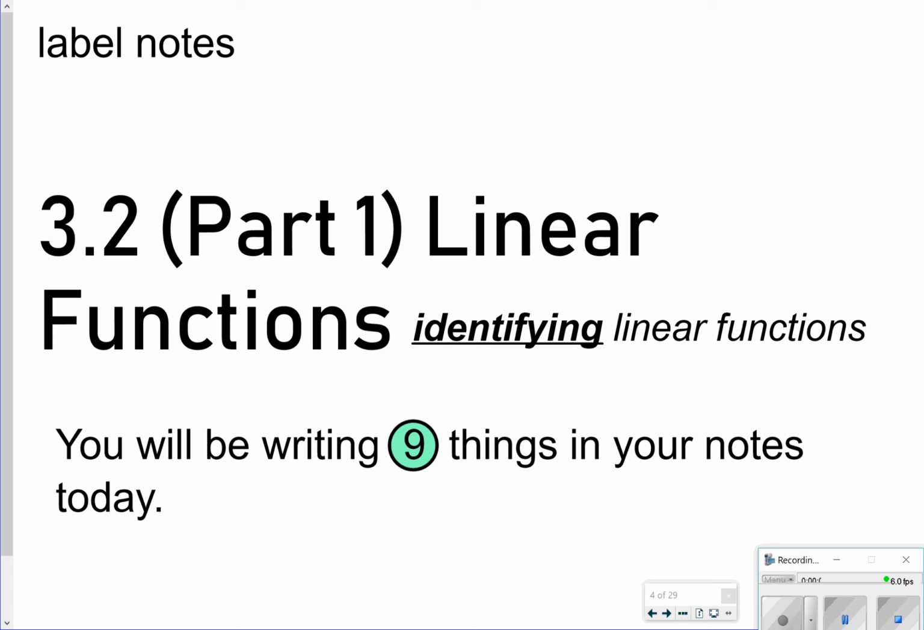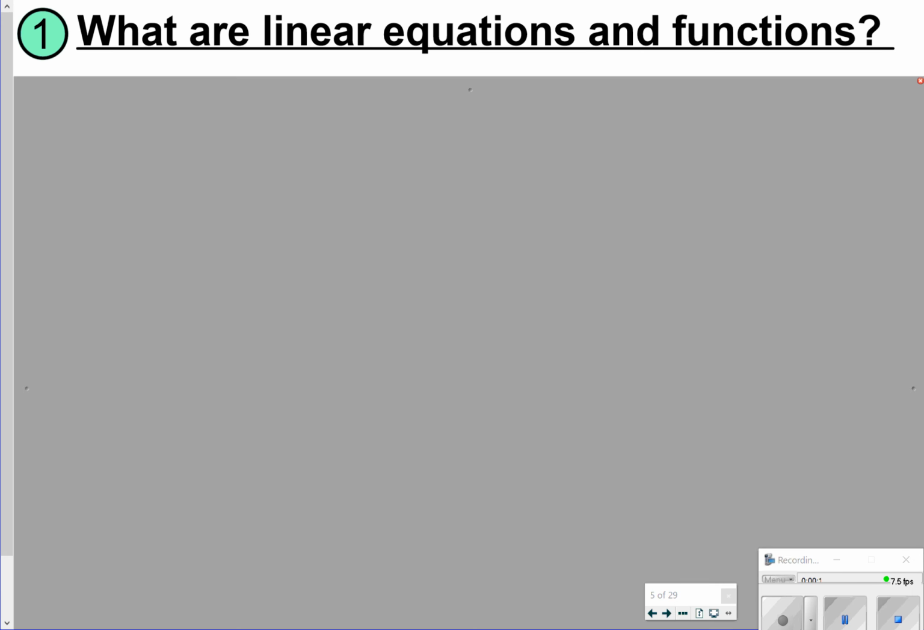Today we're going to be looking at 3.2 Part 1, linear functions, and we're basically just going to be identifying which ones are linear and which ones are not. Today's notes are going to have 9 things written down, so let's go ahead and get started. The first thing we want to know is just to make sure what are linear equations and linear functions, okay?